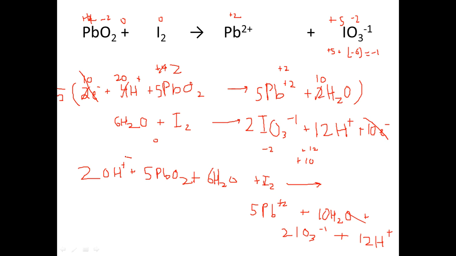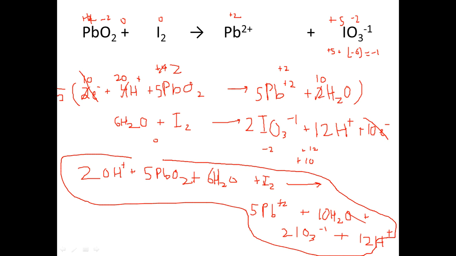And once it's all said and done, this right here, this long equation with all these ions and stuff is my final equation. You could always go through and count the total number of each element that we have on both sides, and if it's equal on both sides, then that means that it's correct.